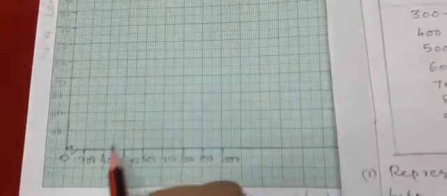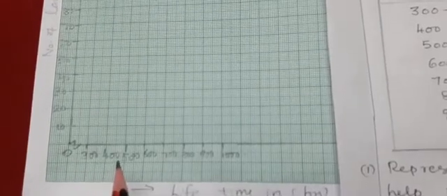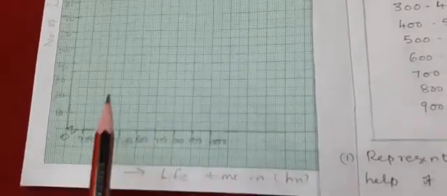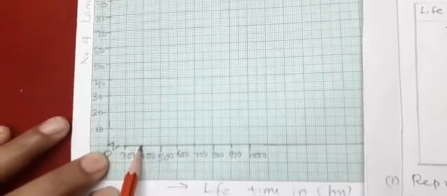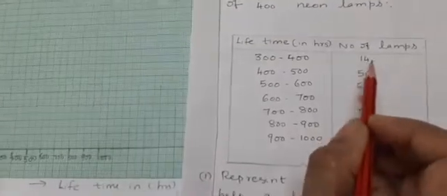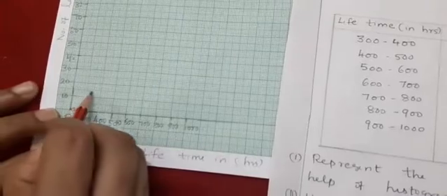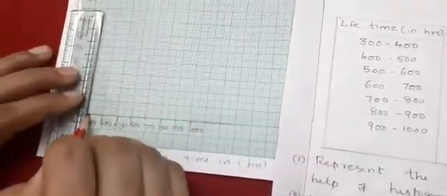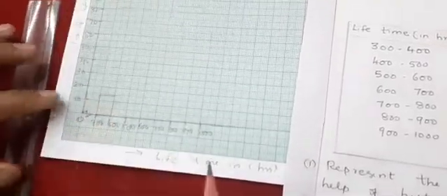We now draw rectangles or rectangular bars of width equal to the class size and length according to the frequencies of the corresponding class intervals. So the width of the rectangle will be 300 to 400 and height will be 14. So here number of lamps is equal to 14. So till 14 we have to take, that is, this is 10 and here 14. The height will be 14 and width will be 300 to 400. So this is the first rectangle.